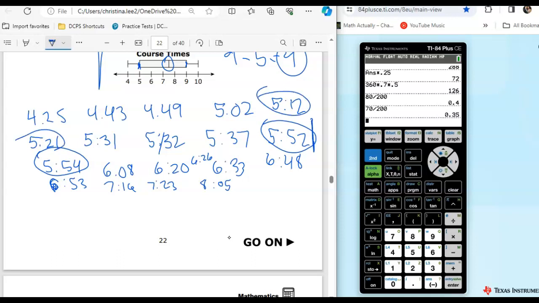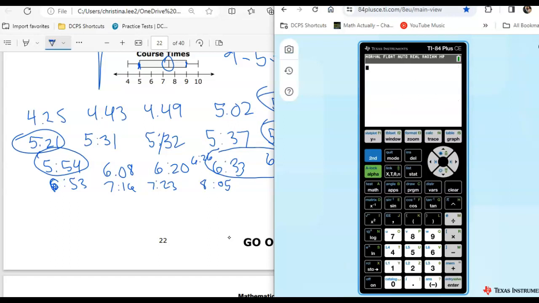We can go ahead and check that by finding quartile 1, which is going to be between 5 minutes and 12 seconds and 5 minutes and 21 seconds. And then the third quartile, which is going to be between 6 minutes and 33 seconds and 6 minutes and 48 seconds. So between those two values, the interquartile range is going to be barely over 1, right?